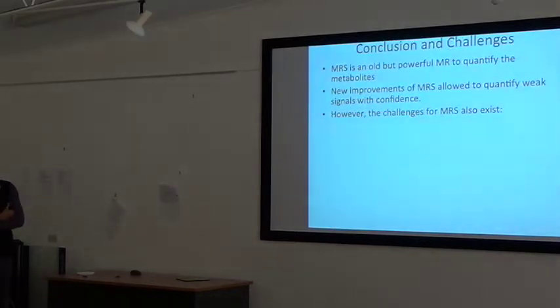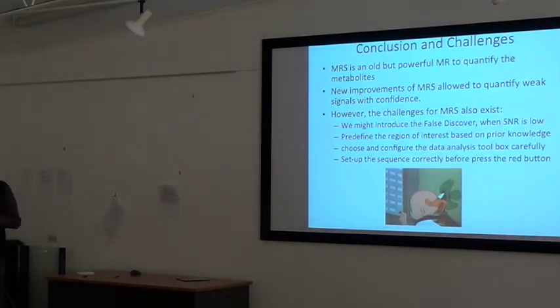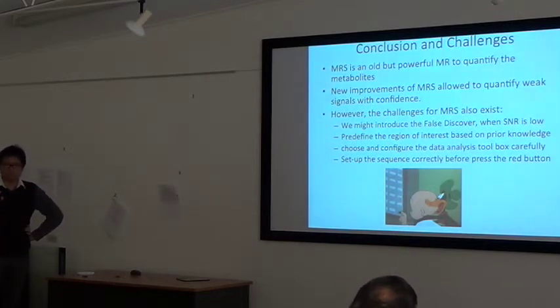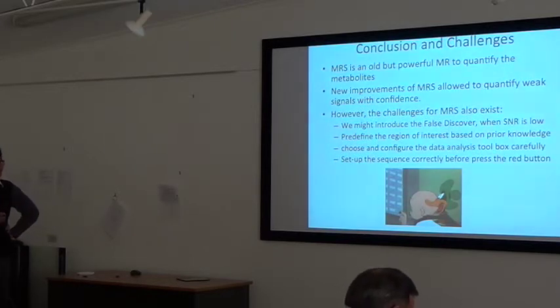So let me conclude about spectroscopy. MRS is an old but powerful MRI tool to quantify metabolites, and new applications of spectroscopy will allow us to quantify other weak signals. However, there are challenges. First, we might introduce a false discovery rate when the signal-to-noise ratio is low. If we look at all these weak peaks, we could falsely discover some results, overmodeling the noise. Second, we need to predefine the regions based on prior knowledge. That means before you start scanning, you have to think about your question list and predefine the regions.